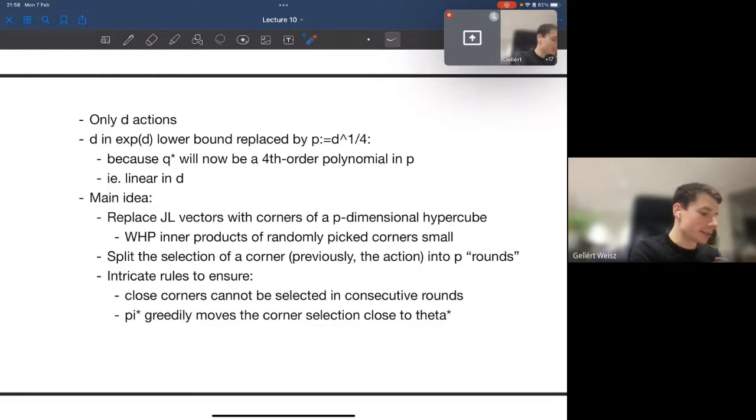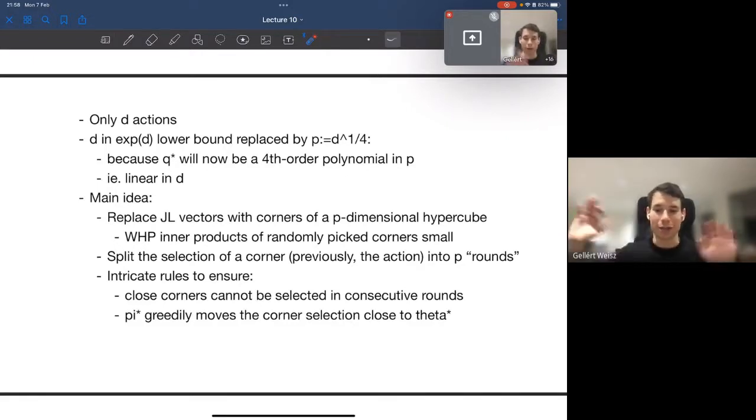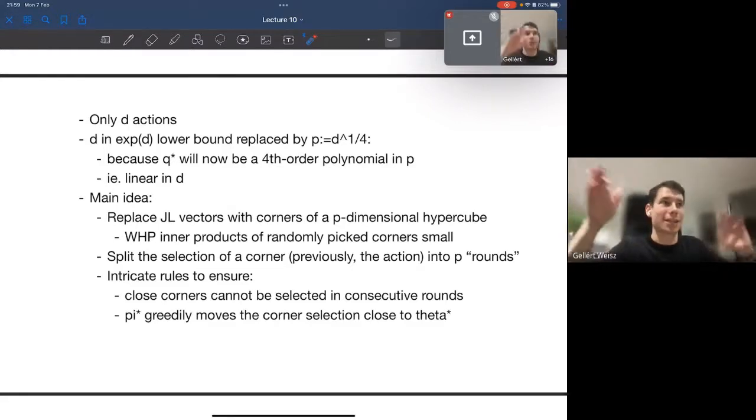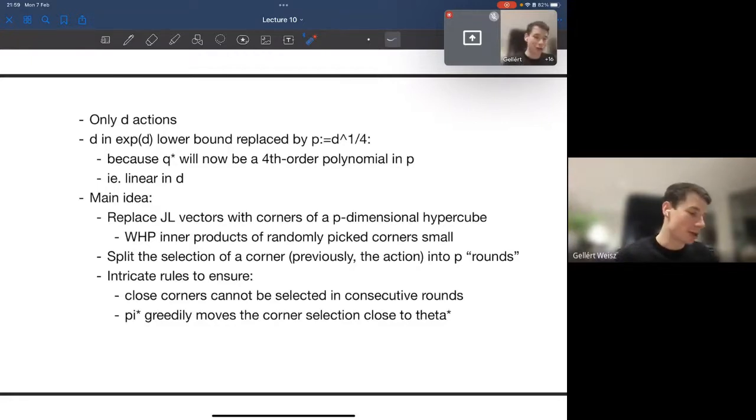So the main idea has a couple of parts. One is to replace the Johnson-Lindenstrauss vectors with corners of a p-dimensional hypercube. It turns out you didn't need the JL vectors so much. It was just convenient, but it's not as symmetrical as corners of a hypercube. You can do the whole thing with corners of a hypercube because, and this is the important bit, with high probability the inner products of randomly picked corners will be tiny. If you just pick corners, it's very similar to what you do with the Johnson-Lindenstrauss vectors.